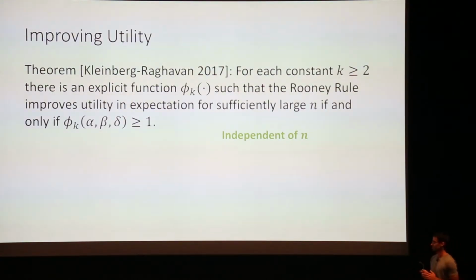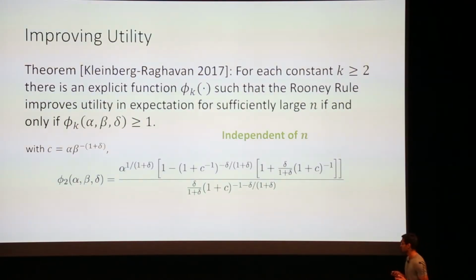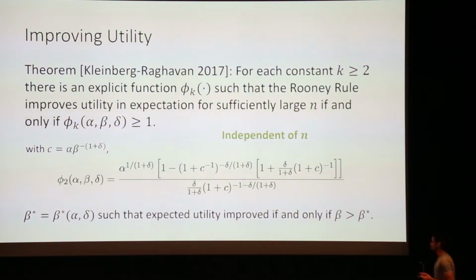Just to show that it can be somewhat concisely written down, I'm going to throw a formula up here. If you're hiring 2 candidates, this is the decision rule you should use, whether this kind of ugly mess is bigger or smaller than 1. The point isn't to try to parse this, it's just to show that it does exist. It gets more complicated for larger values of k, but for 2 candidates that we're hiring, this is what we have. And this leads you to a conclusion that looks like there's some critical level of bias such that if your bias is above this critical level, the Rooney rule improves your expected utility, otherwise it doesn't.